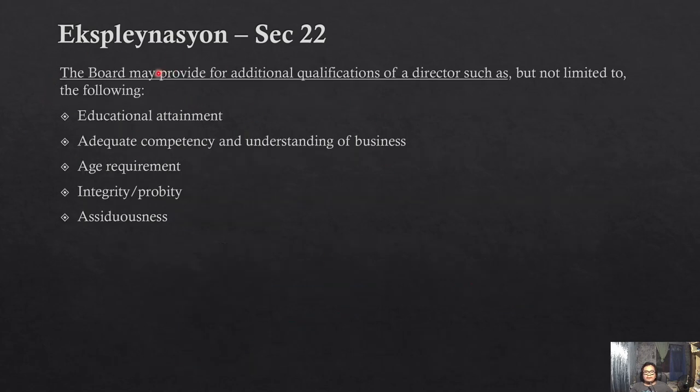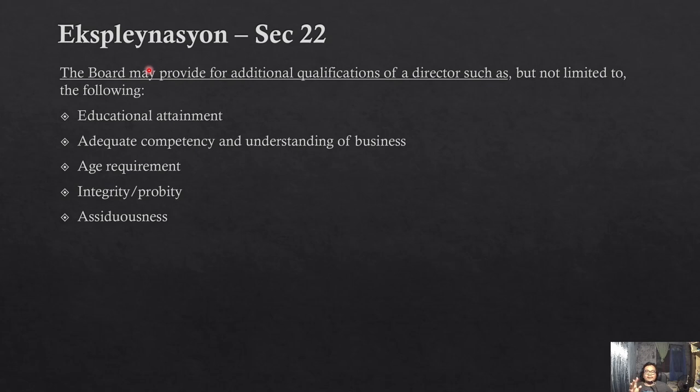Pinag-usapan natin yung bylaws, di ba? Pero baka wala pa kayong idea kung ano yung bylaws. Basically, ang bylaws, para siyang handbook. Para siyang handbook ng corporation, na lahat ng gagawin nila, mga operations, etc., nasa handbook na yon.